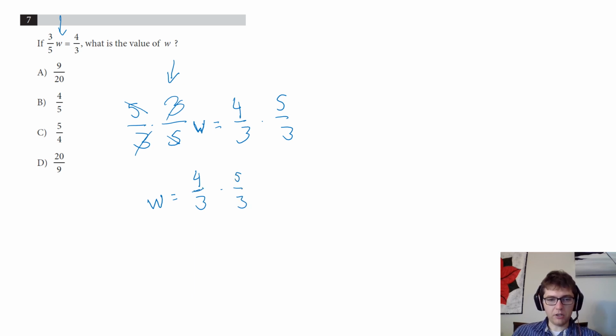You can multiply straight across, multiply the numerators, multiply the denominators. 4 times 5 is equal to 20. 3 times 3 is equal to 9. And that is answer choice D. D is correct.